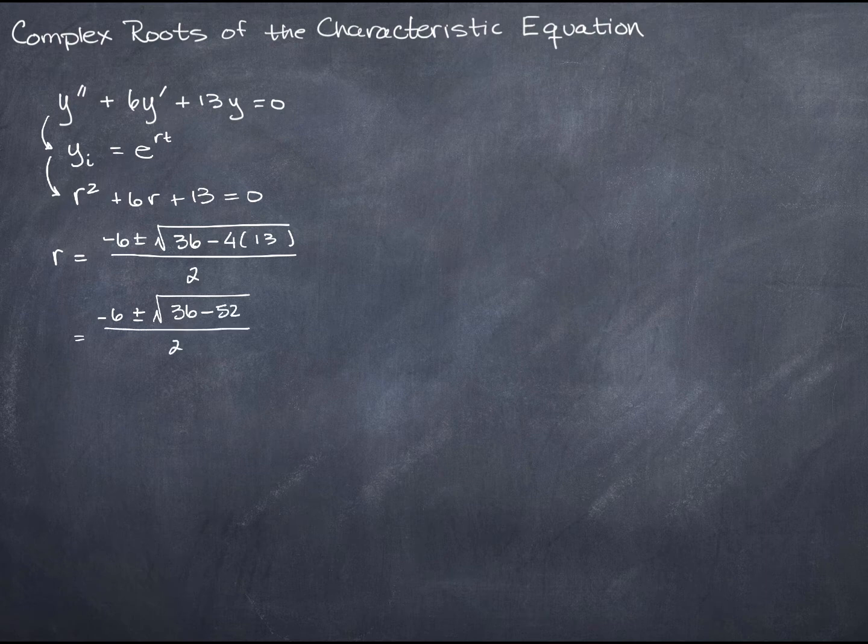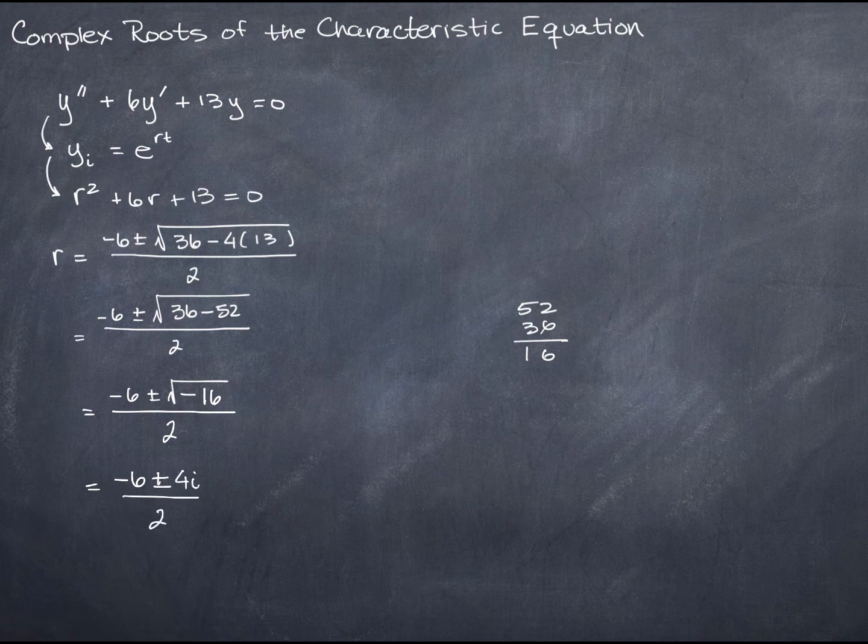All over 2. That's -6 plus or minus the square root of negative, I have to do this over to the side, 36 minus 52. 12 minus 6 is 6, 4 minus 3 is 1. So I get -16, and that's all over 2. And the square root of 16 is 4, so this gives me -6 plus or minus 4i all over 2, otherwise known as -3 plus or minus 2i.